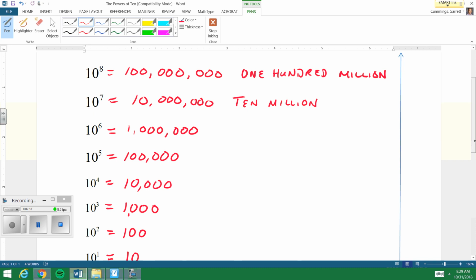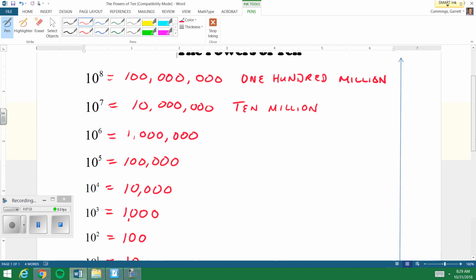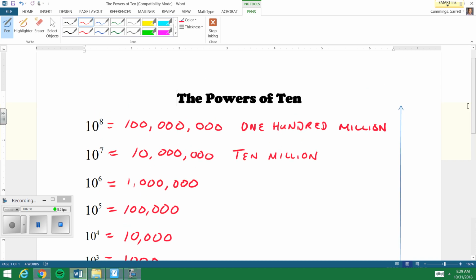Okay, and then obviously it keeps on, it doesn't stop at 100 million. This is just all I had room for on this particular paper. The next one everybody would know would be 1 billion, which is 1,000 million. So let's write that in there for the fun of it on the top. 10 to the ninth power would be 1 followed by nine zeros, 1 billion. Also represented as 1B if you're in the financial sector.